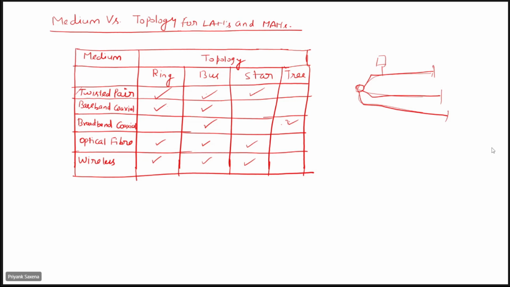data rate. As you have seen, the twisted pair is widely used in ring topology. Also, because ring is a point-to-point link, point-to-point links are there between the two stations. So you can use a twisted pair there, and bus also you can use, star also you can use, right?